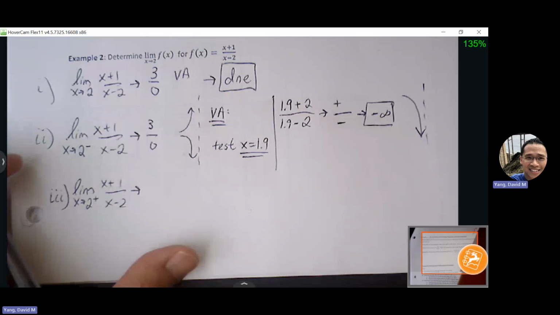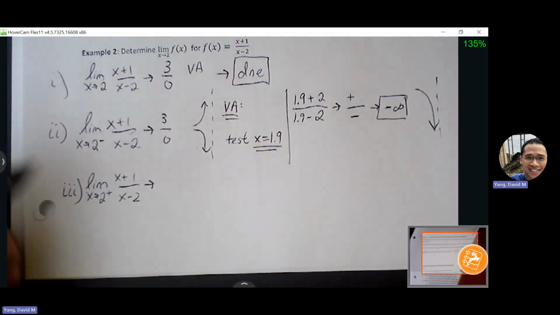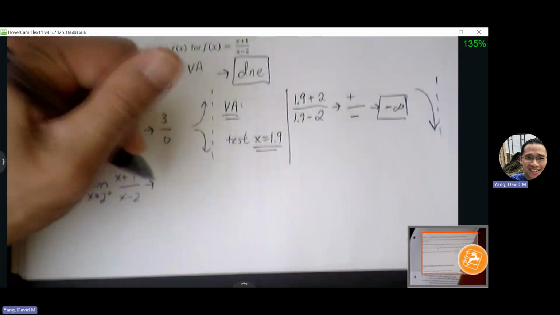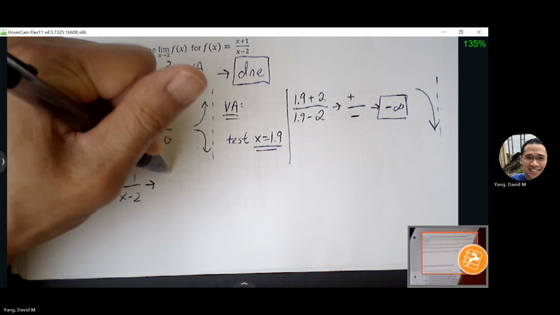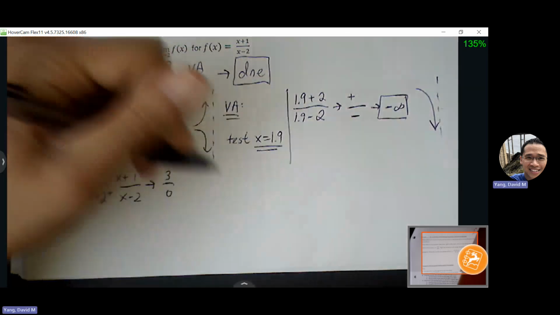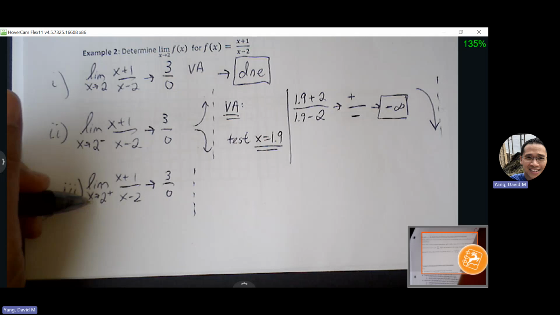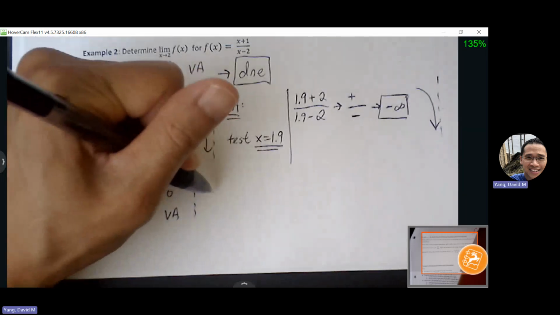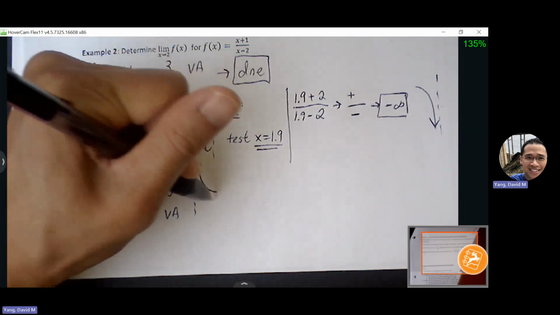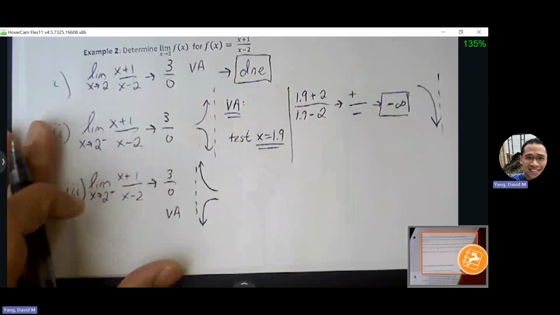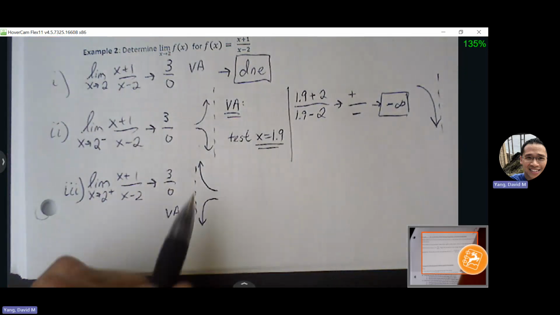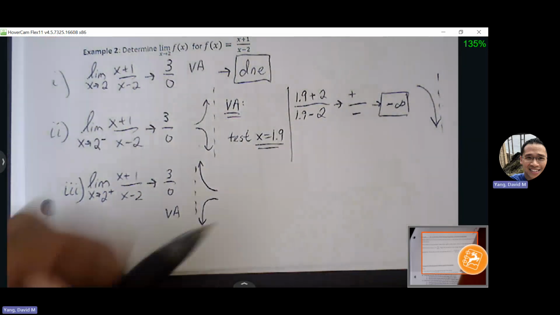Okay, let's go through our first few steps. Direct substitution first. We still get what? 3 over 0. This tells us, oh, there's a vertical asymptote. If we're approaching a vertical asymptote, we can only do 2 things, right? It's either going to go up like this or it's going to go down. One of these 2 options. We don't know which one is which, or which one this graph is looking like.